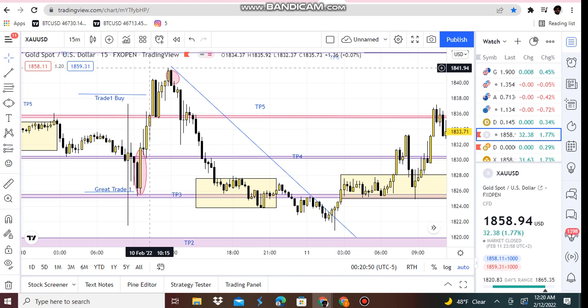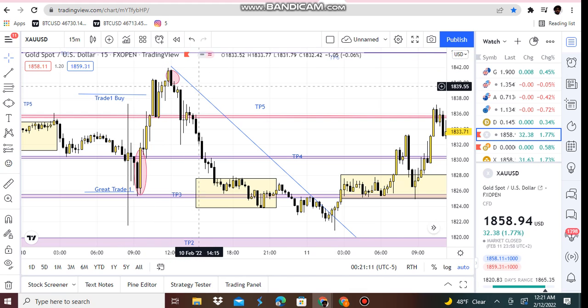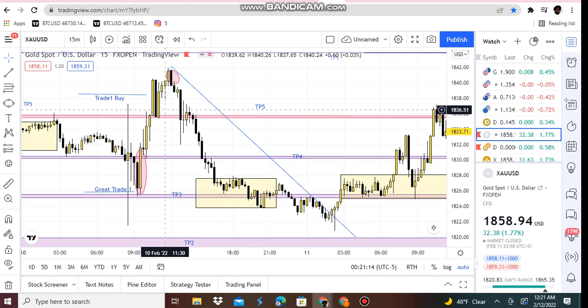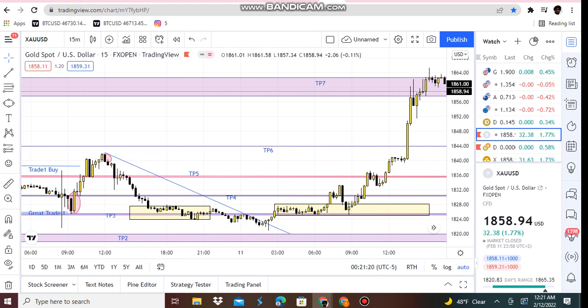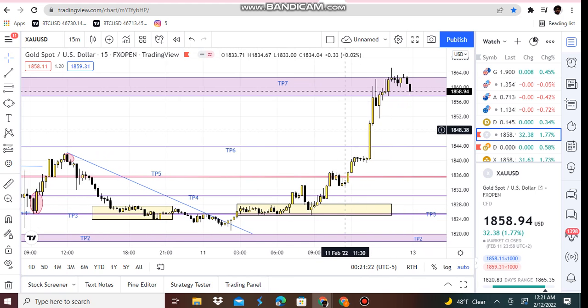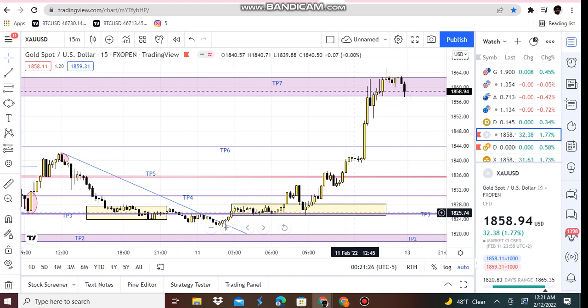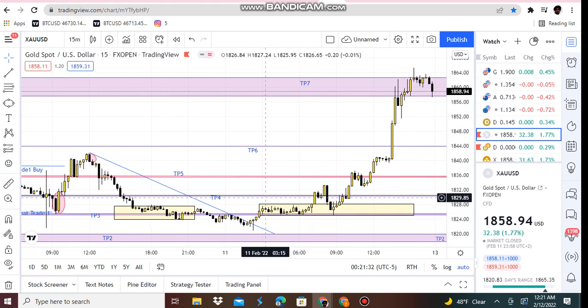Depending on your lot size, easily 10 grand, 20 grand, a couple thousand. But you get in at trade 1 for a buy at the top, at 1838, and you're in profit all the way to 1841, and depending on your lot size, it could have easily been a couple hundred. But you're trying to swing trade this. This trade didn't happen from February the 10th to February 11th, like 2 days. Then you could have gotten in for a buy once price broke this trend line.